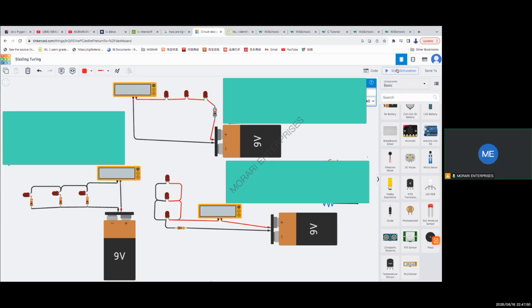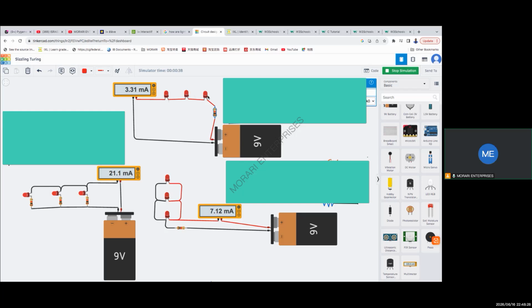So if we simulate this, we'll see that the LEDs light up. The 3 LEDs light up, and the total current in this circuit in series is 3.31 milliamperes. So about 3 thousandths of an ampere. That's 3 divided by 1,000, right? So this is a very small amount of current in the circuit.